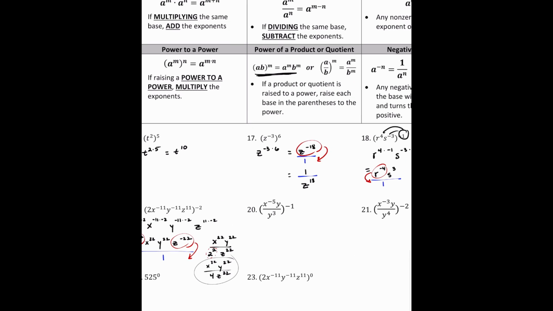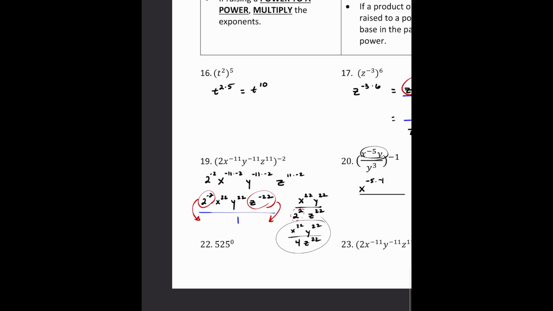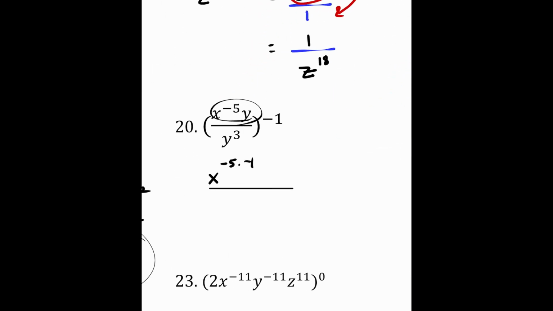For number 20, we have the quotient, power of a quotient. So what I can do is we're going to focus on the stuff up top. We're going to distribute the negative 1 to each of those things. So we have x raised to the negative 5 times negative 1, basically what we did with 19 and 18. And then we have y raised to the negative 1, all over y raised to the third power times negative 1.